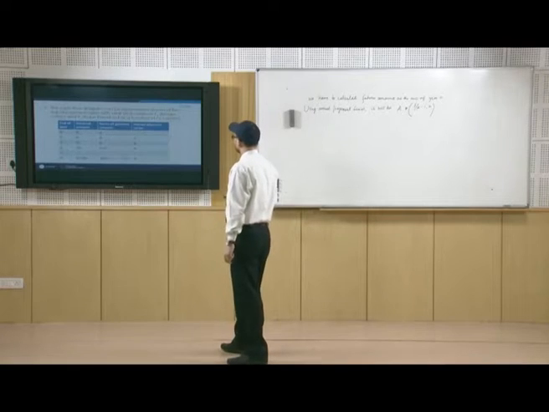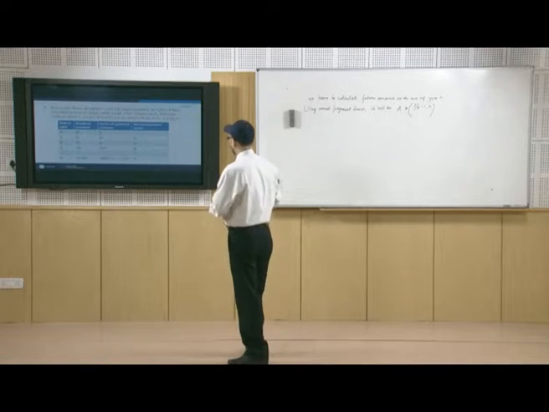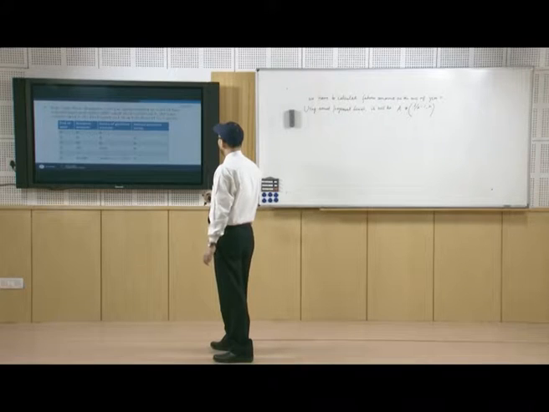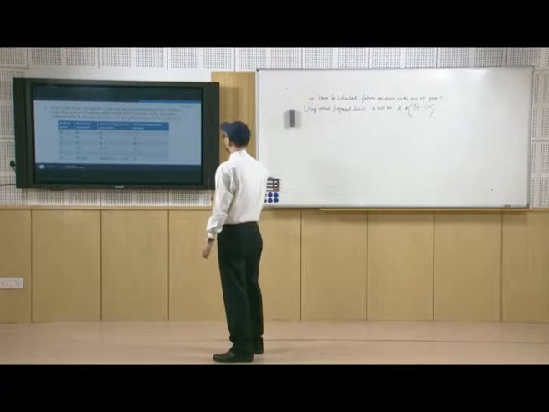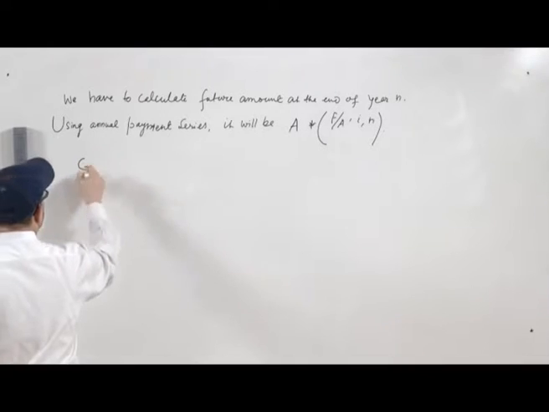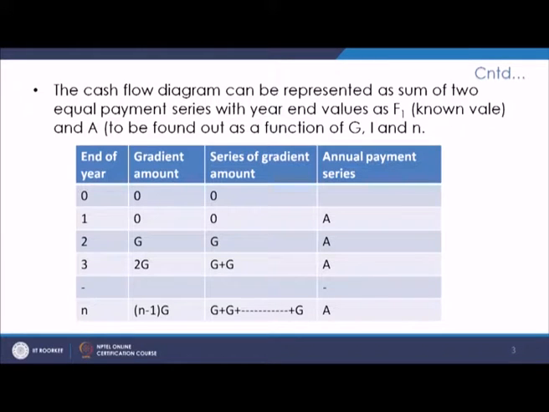This amount should be equal to the summation of all these g. Now, if you look at the value of these g, this g will have a value and its contribution towards F will be g times F by A, i, 1.